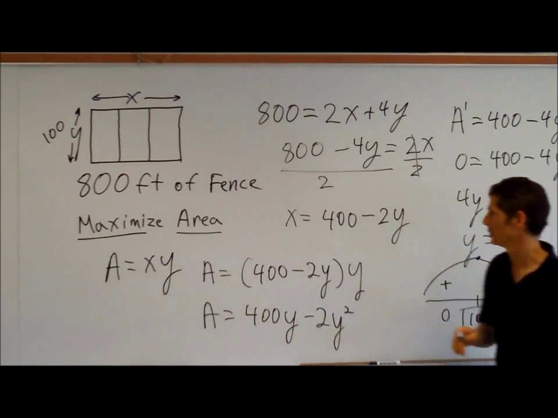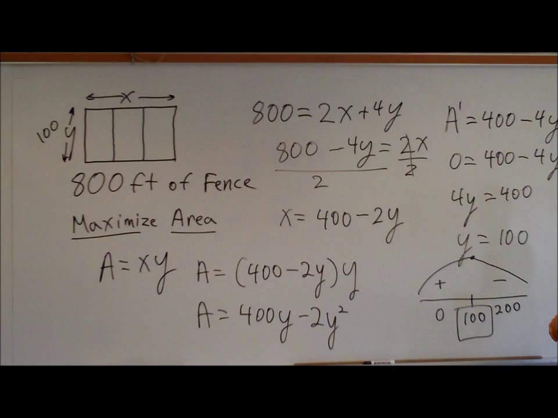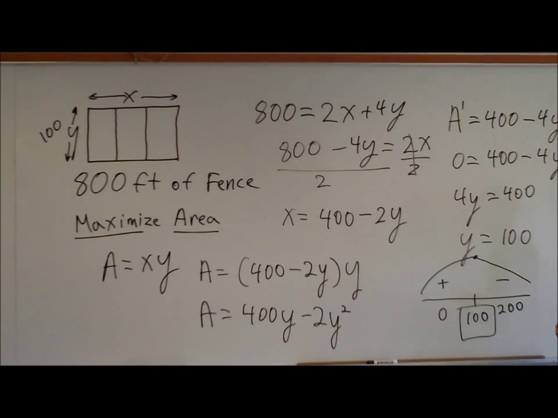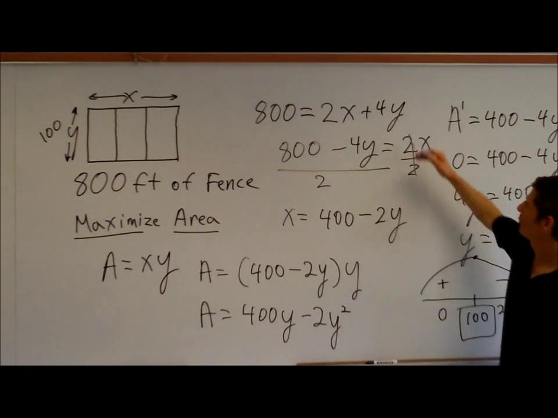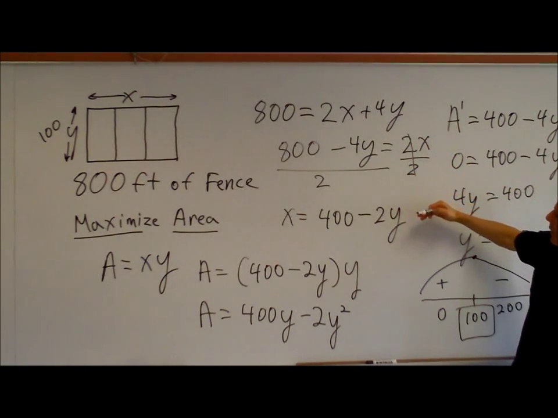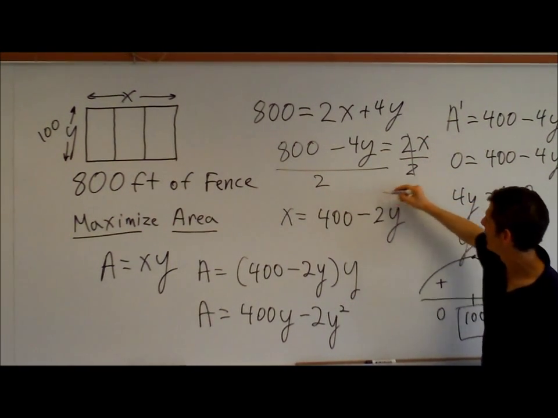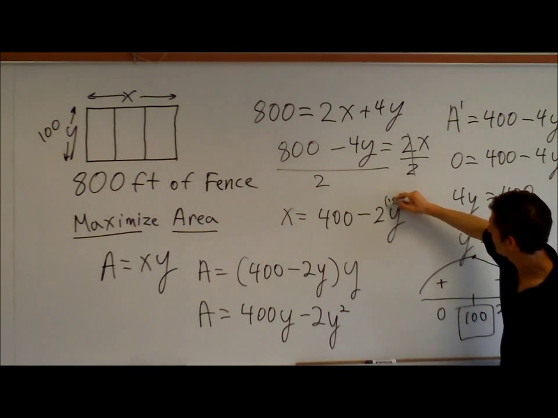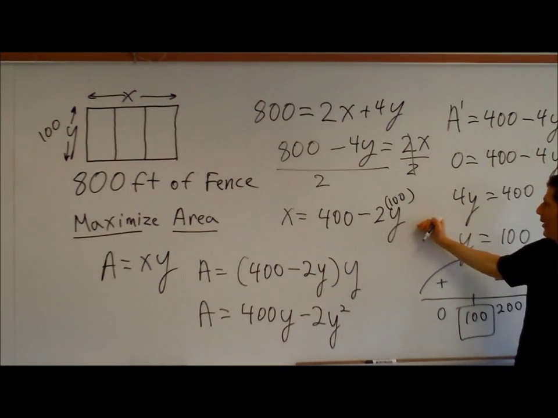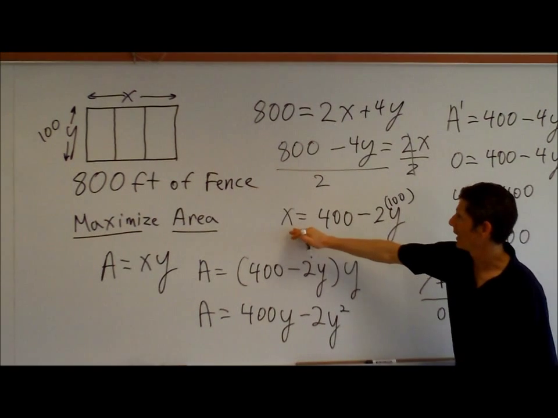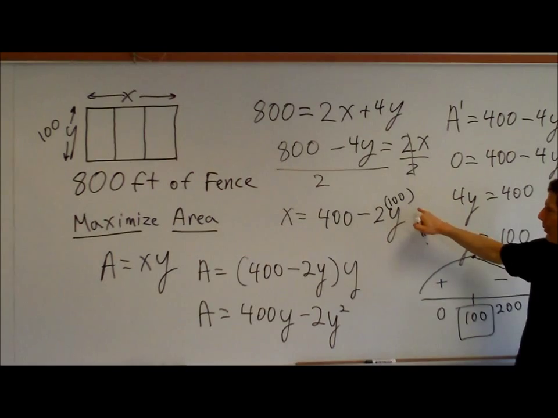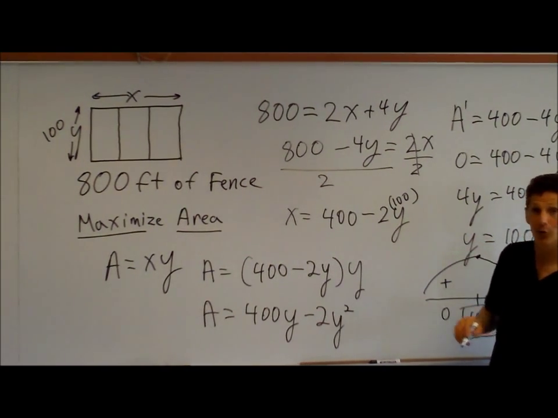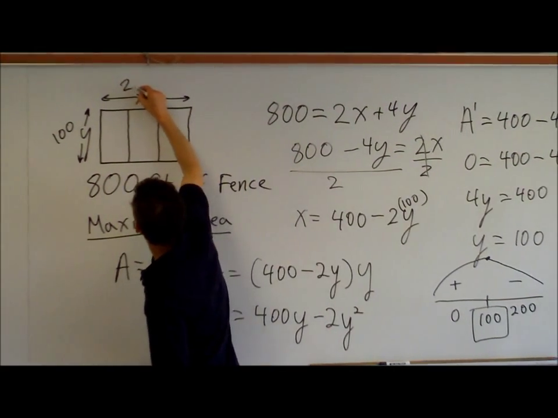How am I going to get x here? Well, I would go to what you know. You know you have 800 feet of fence, and you know 100 is your y. As a matter of fact, I have this equation already solved down to this point. I can put in 100. I've got x equals 400 minus 2 times 100, which is 200. So there you go, x equals 200.